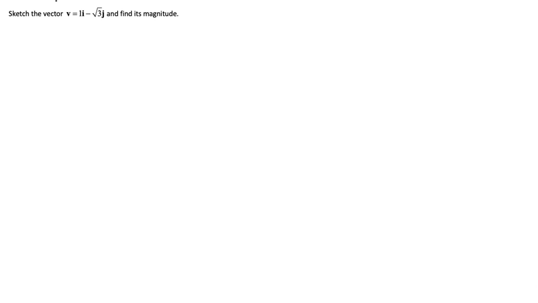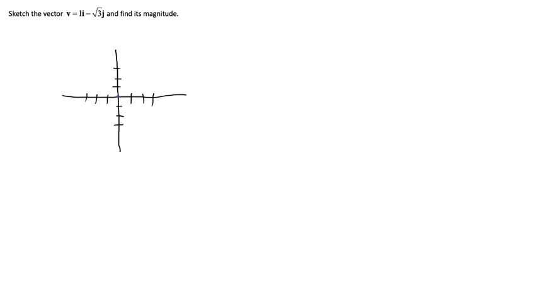Sketch the vector v equals 1i minus radical 3j and find its magnitude. All right, so we know that the i and the j represent the components of the vector. i is called the horizontal component, and the j would be the vertical component of the vector. So really what this means is, you see the coefficient of i is 1.